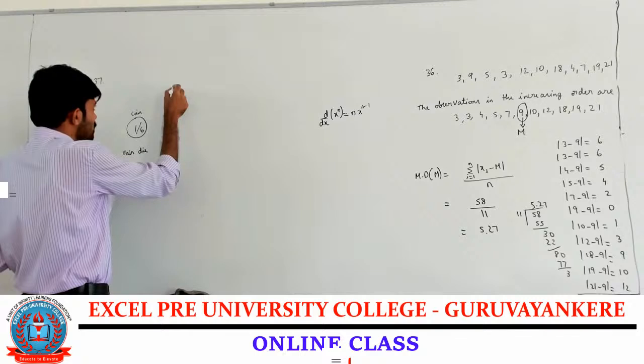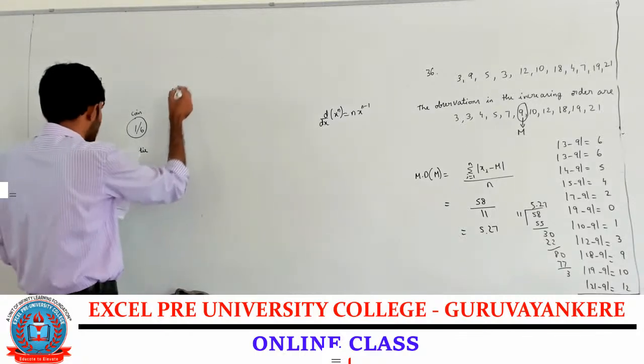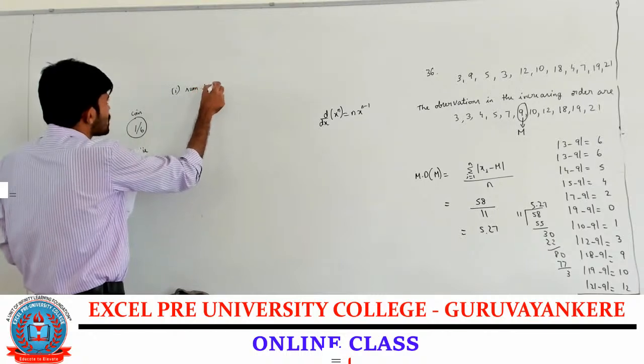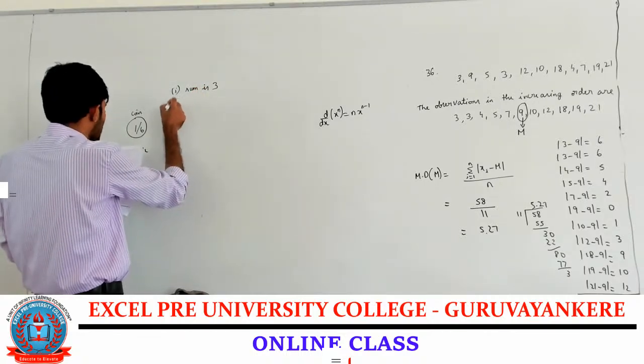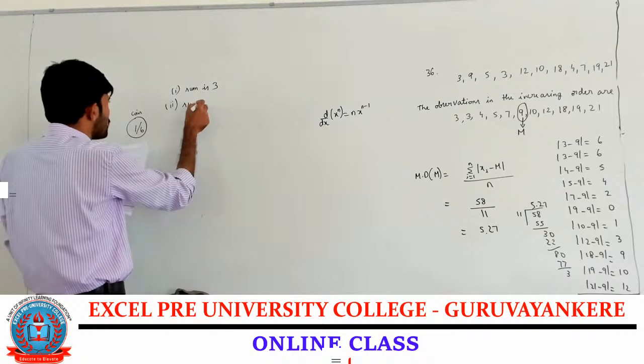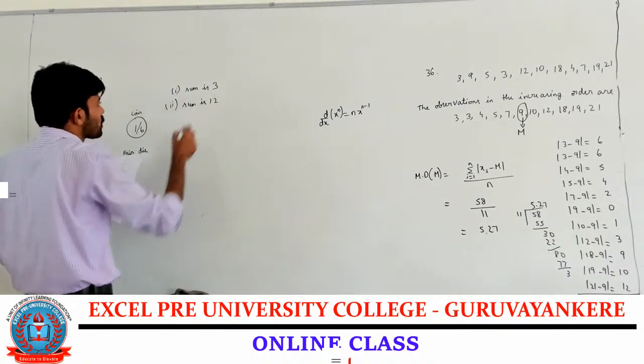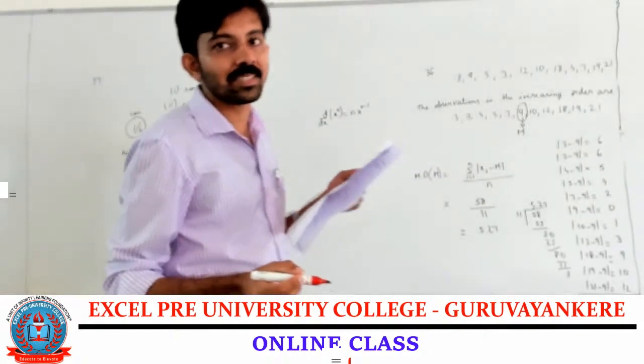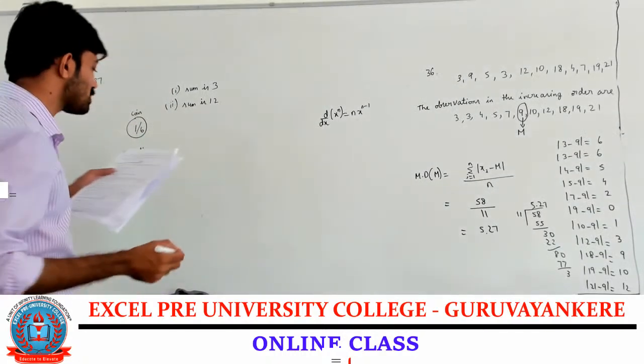First case, write the sample points where the sum is 3. Second case, the sum of the numbers is 12. Find the probability that the sum of the numbers is 3, and then the case where the sum is 12.